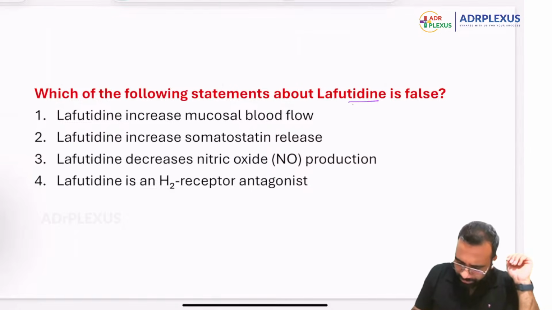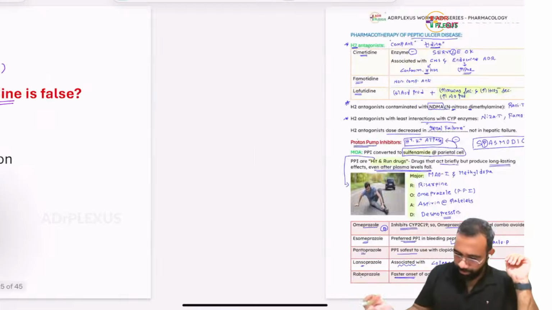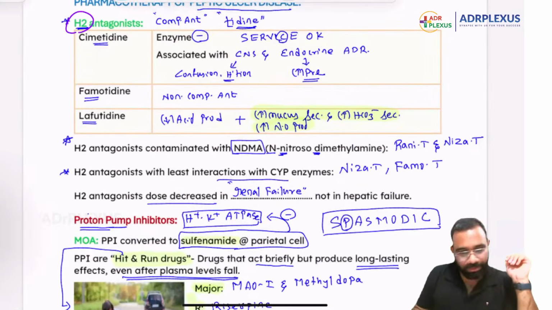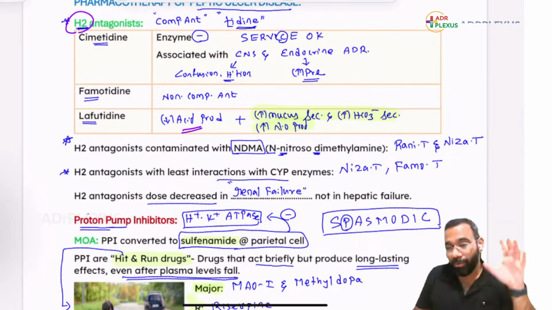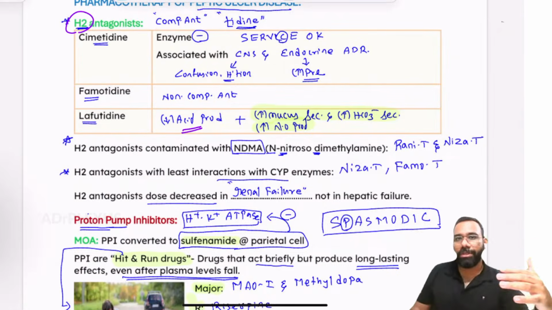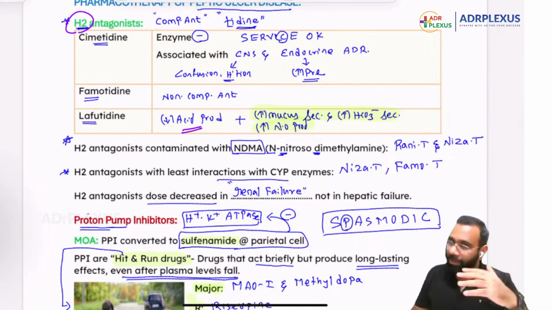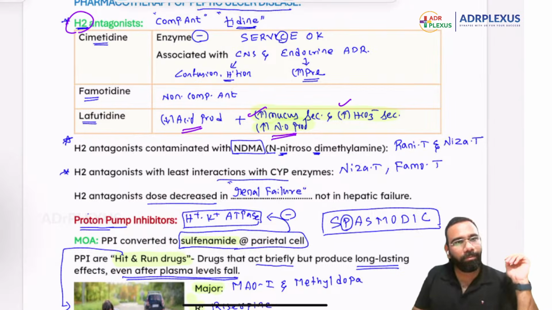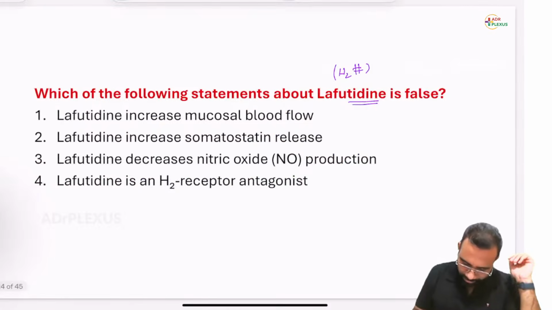So what is this one? It is an H2 antagonist. It is an H2 blocker, just like ranitidine, right? So if you can see our notes here, lafutidine is an H2 antagonist. Yes, it is going to decrease acid production. I told you that along with decreasing acid production, it has some other property also. What is that other property? It is going to increase the mucus, bicarbonate, and nitric oxide production. That's what it is going to increase, the mucosal blood flow.